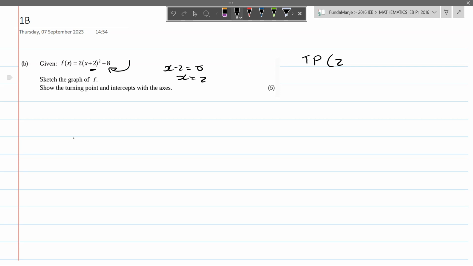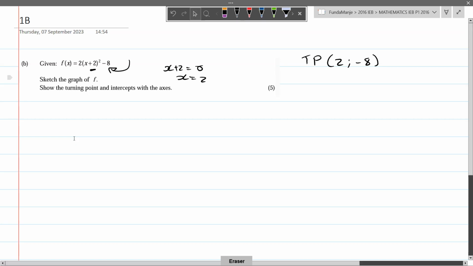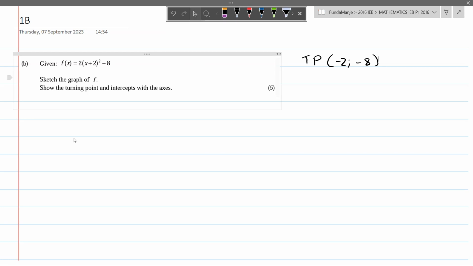So that's 2 for the y and minus 8 for the, well, it's actually x plus 2, so it goes to the other side and becomes minus 2, and minus 8 for the turning point coordinates. Another way to think about it is just always the opposite of what's inside here for x. So yeah, that's our turning point.